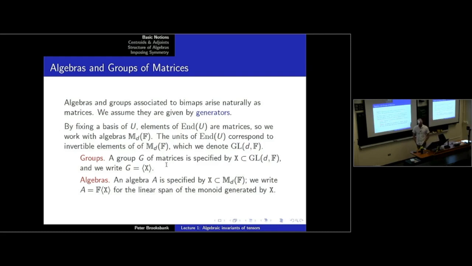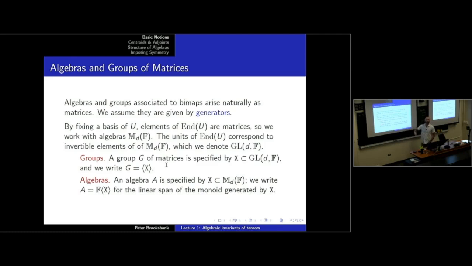So we're going to assume, first of all, that these things are given to us by generators in both cases. They're going to arise naturally as matrices, and so we're going to specify the generators as matrices. And so groups, for example, are going to be given to you by some collection of matrices X from the general linear group of some dimension over a finite field F. And this is the notation that we tend to use when we're talking about groups generated by sets, just angle brackets X. For algebras, how do we define this?